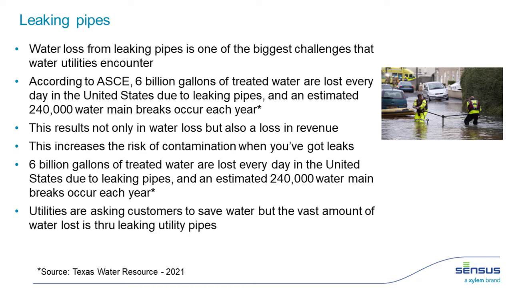So water loss from leaking pipes is one of our biggest challenges that we face as a water utility. It's estimated by the American Society of Civil Engineers that 6 billion gallons of treated water are lost every day in the United States due to leaking pipes. And an estimated almost 250,000 water main breaks occur every year.